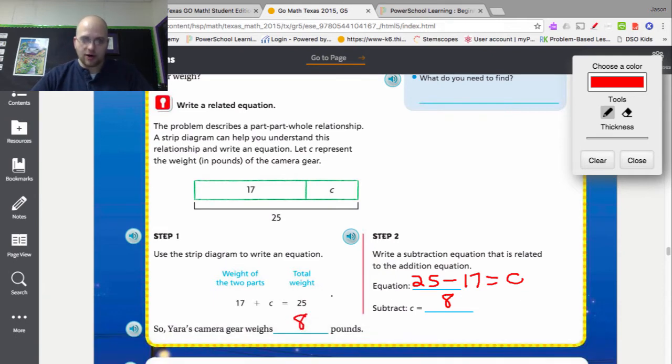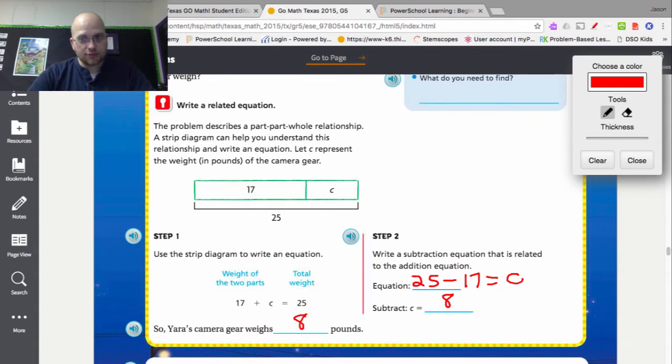Do you see what I did there? All we did is the opposite of the original equation. Instead of writing 17 plus C equals 25, we changed it to where we are taking the two numbers together, putting the letter by itself. 25 minus 17 gives us what we don't know. That's just like a strip diagram problem that you're used to.